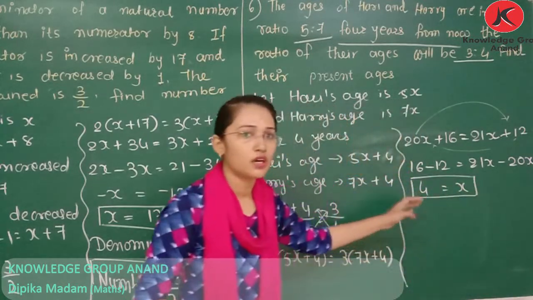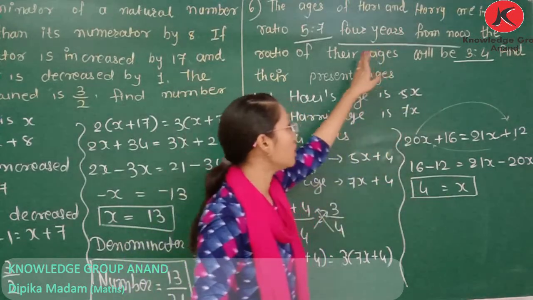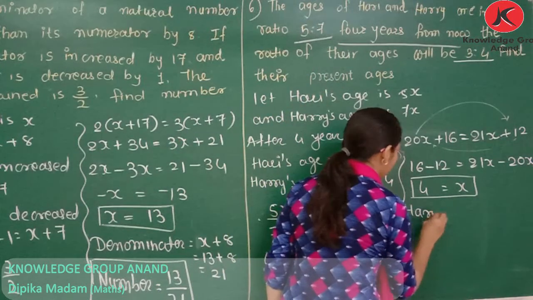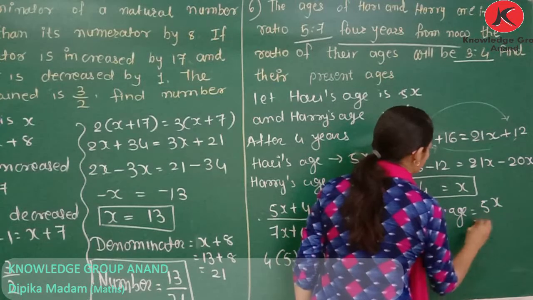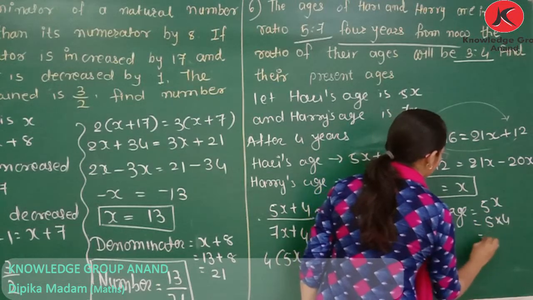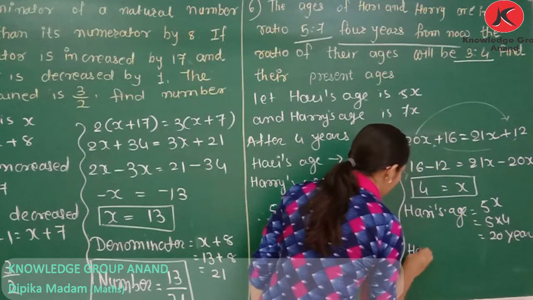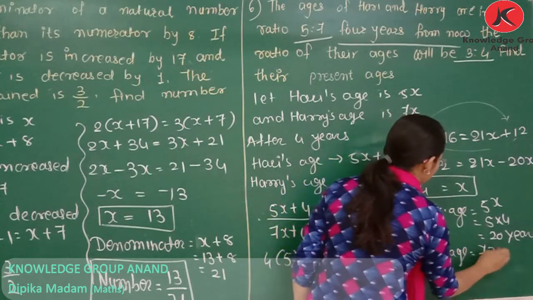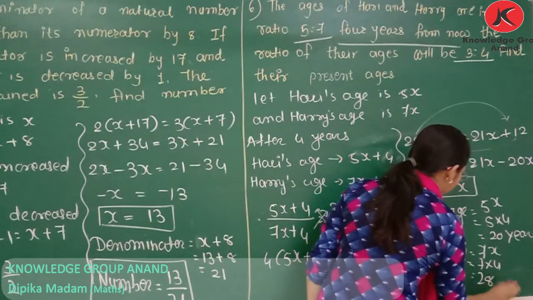But this is not Hari's or Harry's age. We need to find it by putting the value of x into 5x and 7x. So Hari's age will be 5x, 5 into 4, 20 years, and Harry's age, that is 7x, 7 into 4, 28 years.